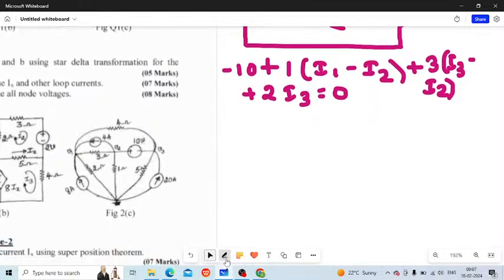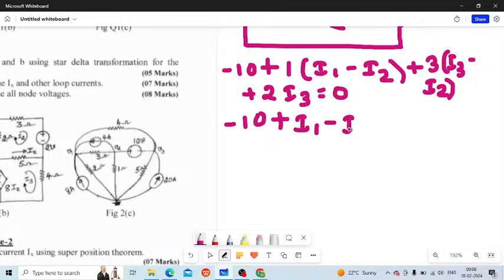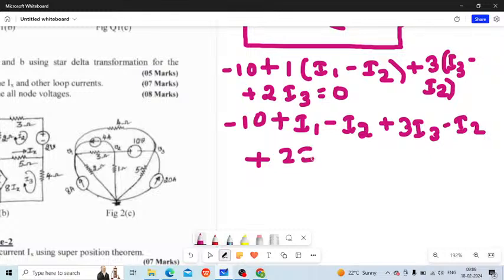Yes. And the next thing, it is minus 10 plus I1 minus I2, it is 1, right? And here it is plus 3 into I3 minus I2, plus 2I3, which is equal to 0, students, right?